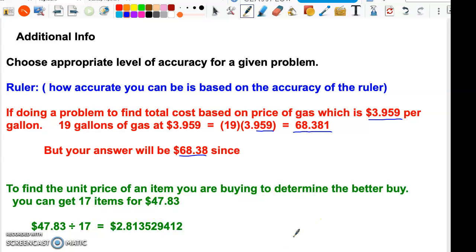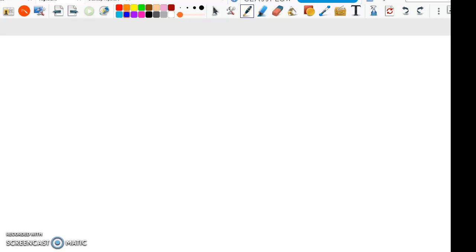So to find the unit price of an item you're buying to determine the better buy, you can get 17 items for $47.83. Right, 47.83 divided by 17 gives you this long decimal. Of course, you're only going to round that to 2.8. All right, let's look at the lettered problems for this lesson.